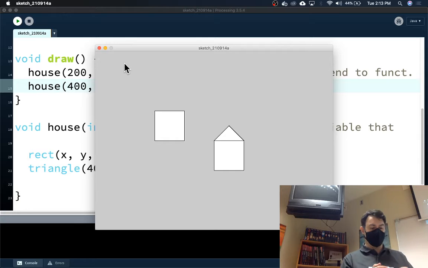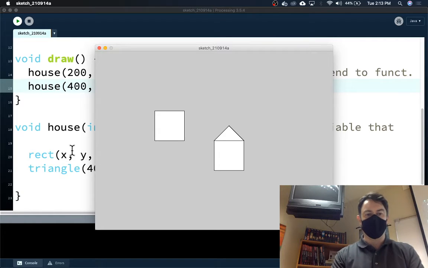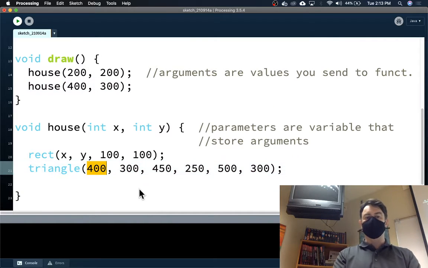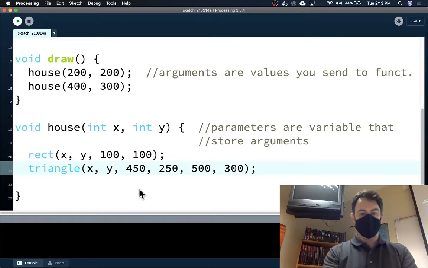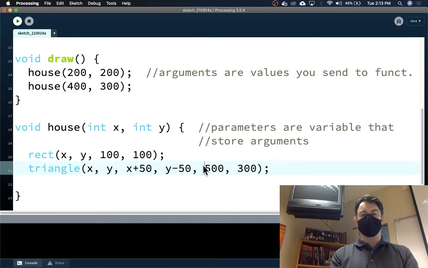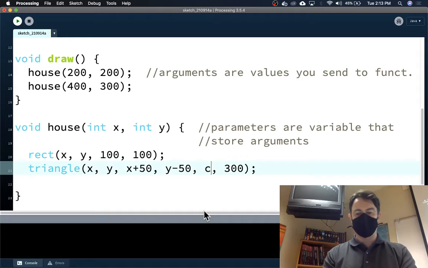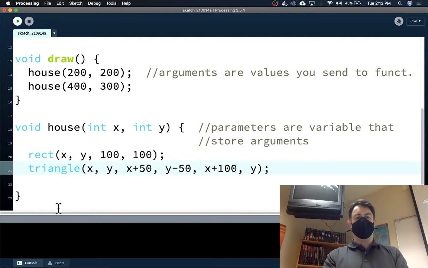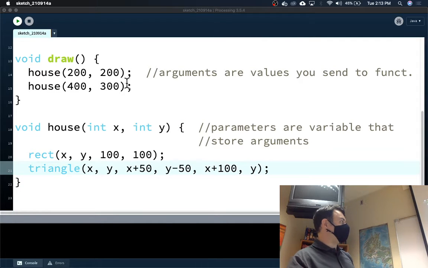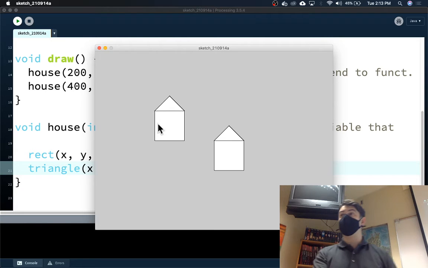So that's fantastic. Okay, let's go make that happen. I'm going to change my house to have those coordinates. This one is still xy. This one was x plus 50, and this one was y minus 50. That was the peak of the roof. And this one was x plus 100, y. Okay, do I now have two separate houses? Let's run it and find out. Yeah, look, now I have two houses.